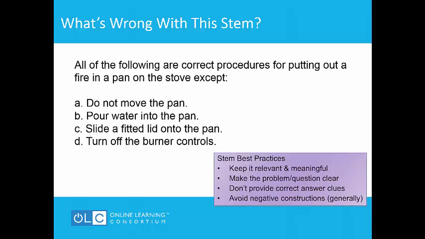What's wrong with this stem? This is an example of a negative construction. You are giving the students a list of correct procedures and asking them to select the one that is incorrect. The word "except" could easily be overlooked by the students. The question isn't as clear as it could be.